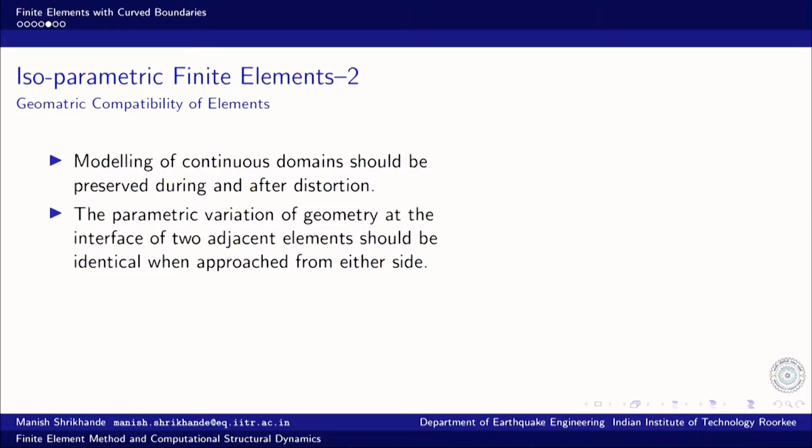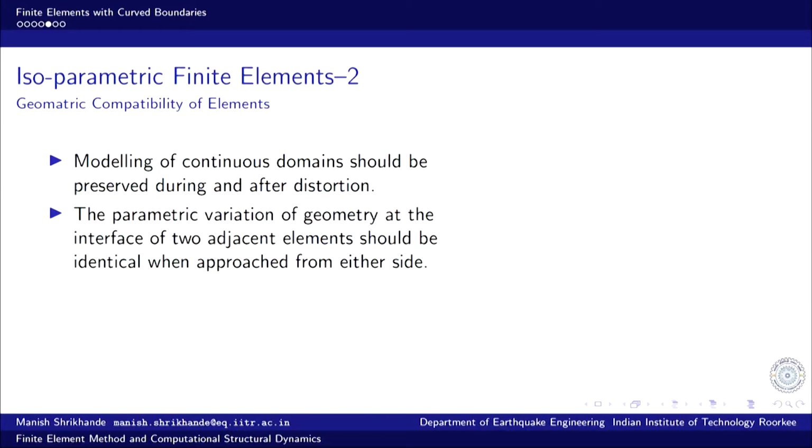So, let us start with geometric compatibility of the elements. It so happens that modeling of continuous domains should be preserved during and after distortion, as I said. If the original domain is continuous, then the finite element mesh should also represent that continuity of the domain, and individual element boundaries should be contiguous.